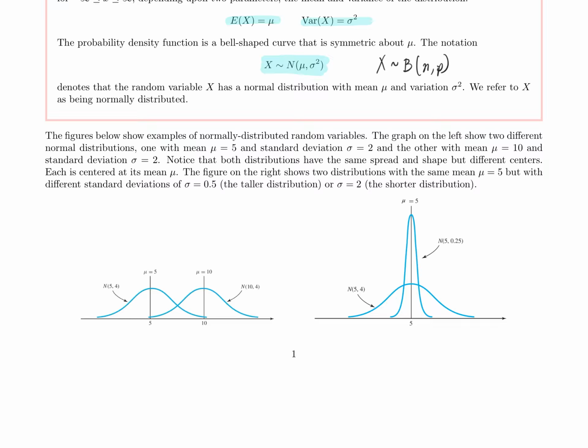Versus if we look at the two distributions on the right, we still have our mean of 5 and our variance of 4. But what happens if we have a mean of 5 but a variance of only 1/4, so 0.25? Well, suddenly all of our distribution has to be smushed into this little area around 5 because it's not very spread out. Remember that variance tells us how far apart our data is spread. And so having a variance of 4 is definitely wider than having a variance of 1/4.